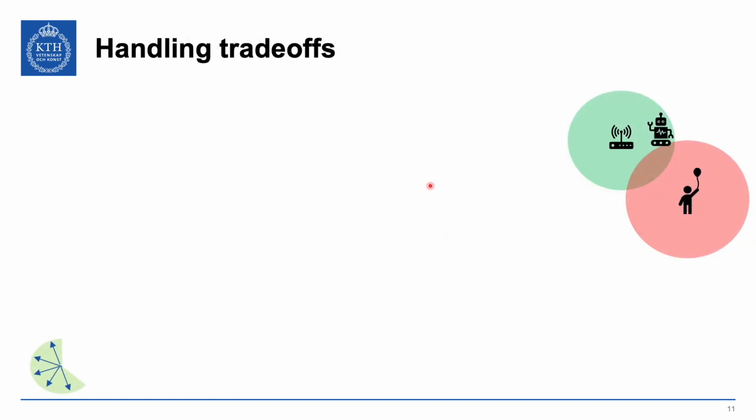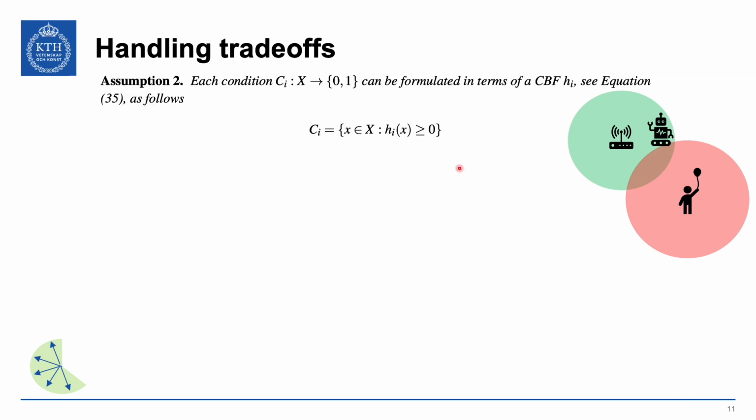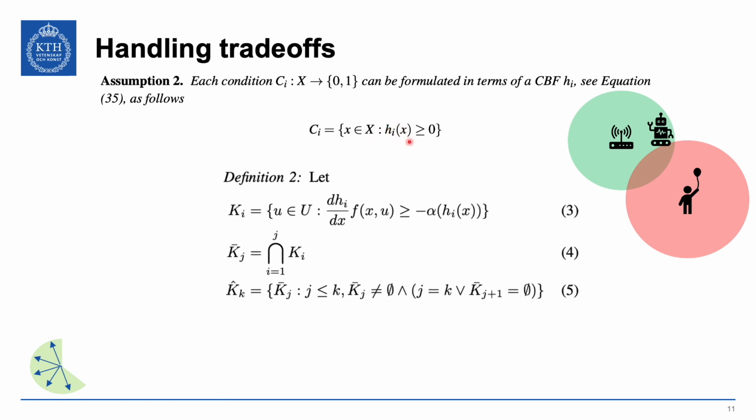So let's see an example where we actually look at these equations then. So we have the robot over here. We want to be inside network connectivity, and we don't want to be inside the red blob here, getting too close to the child. So as we had, the assumption is that each condition in our behavior tree can be formulated in terms of a control barrier function, with the set basically being the x's that result in positive values for this h, which is a barrier function itself.